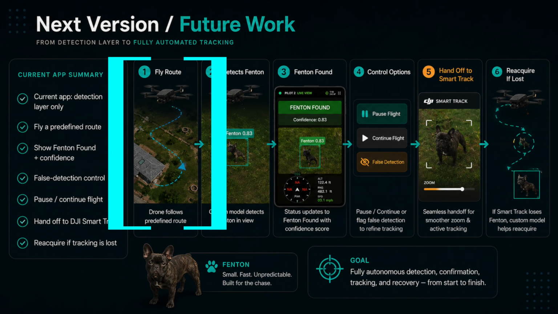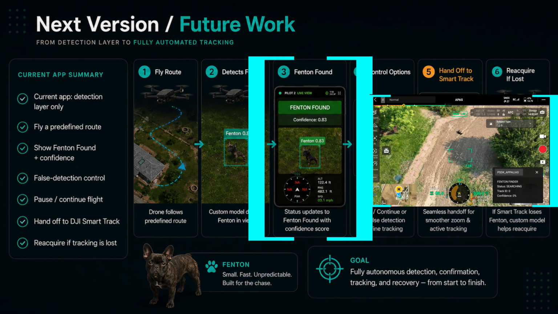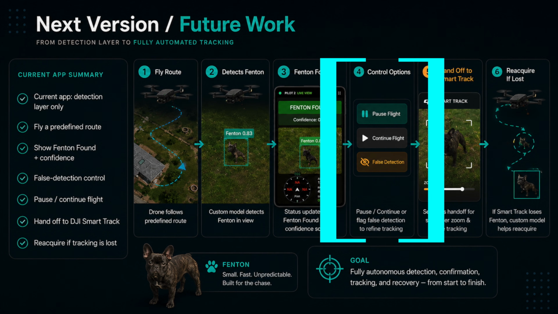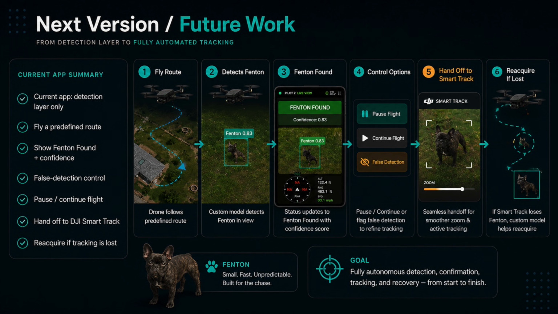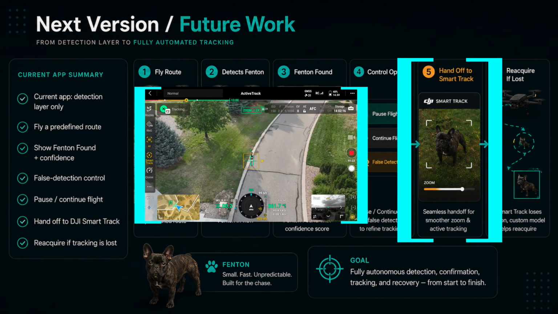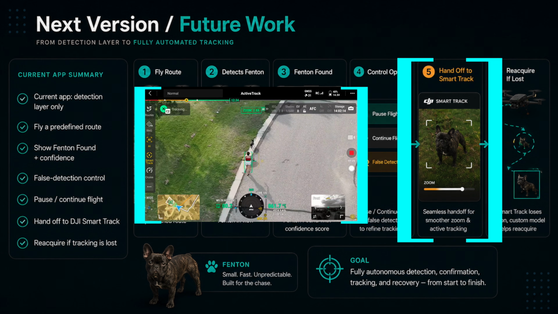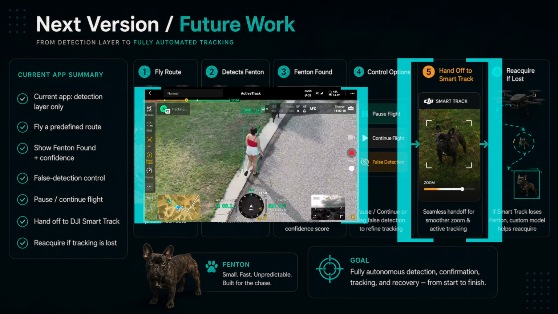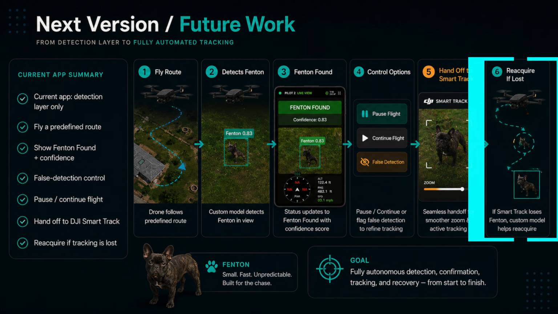The option to fly a predefined route, a clear Fenton Found status, a confidence display, and a false detection control to keep things moving, or the ability to pause the flight if I think I notice him before the AI does. The even bigger goal would be handing the detection over to DJI SmartTrack. The custom model would find Fenton first, then SmartTrack could zoom in and track him more smoothly. And if SmartTrack loses him, maybe the custom model could help reacquire him. Who knows? But stay tuned to see what else we can accomplish.